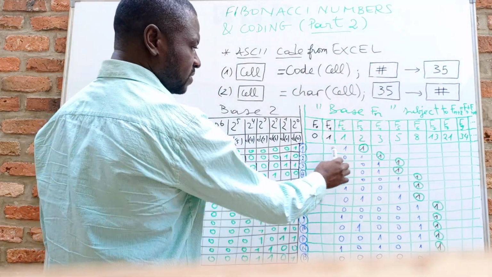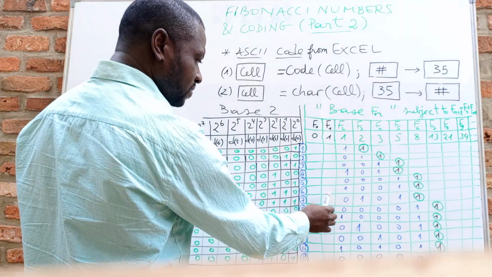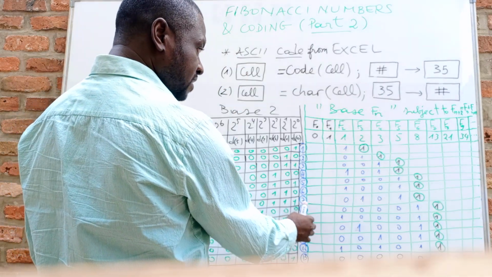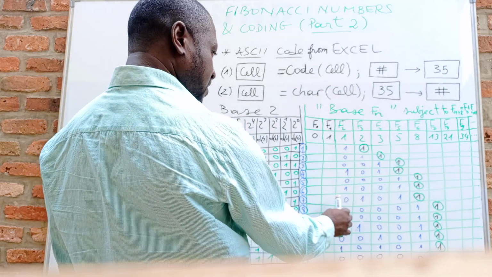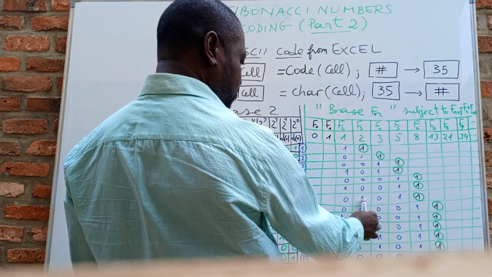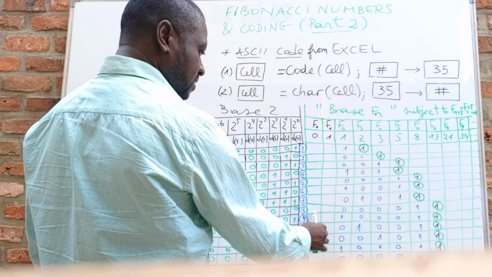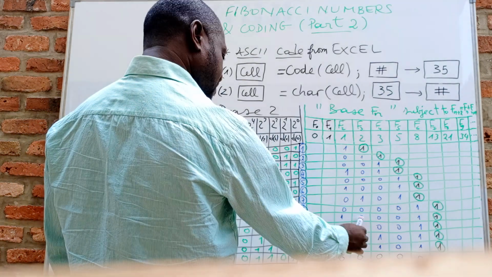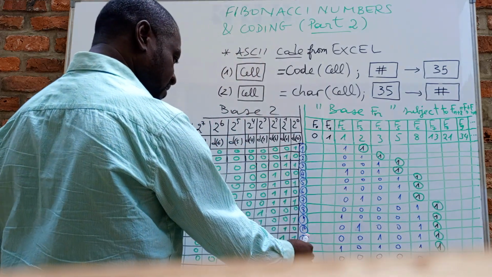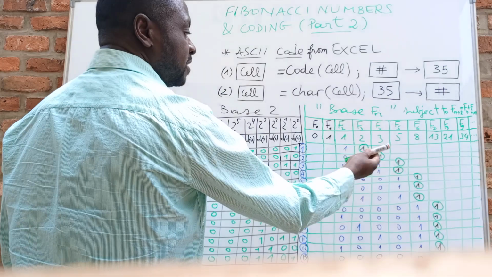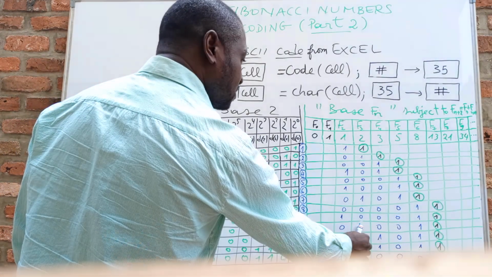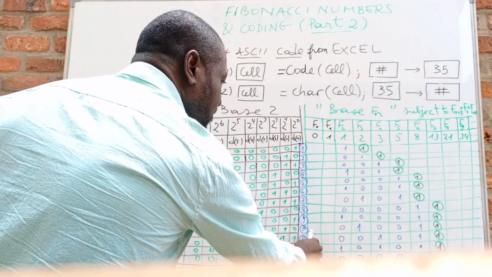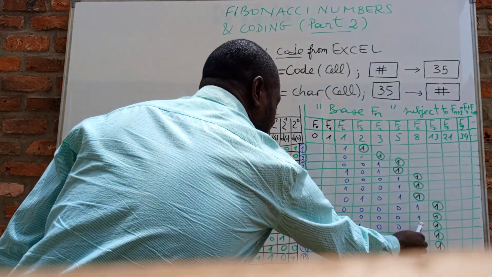Number 6 is not in the sequence, so we can express it as 1 plus 5. 7 is not in the sequence, so it can be expressed as the sum of 2 plus 5. 8 is in the base. 9 is not in the sequence; it is 1 plus 8. 10 is not in the sequence, so it can be expressed as 2 plus 8, which is 10.